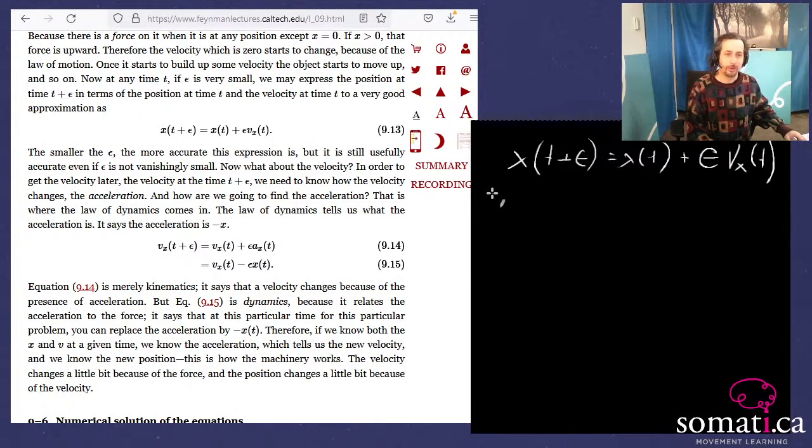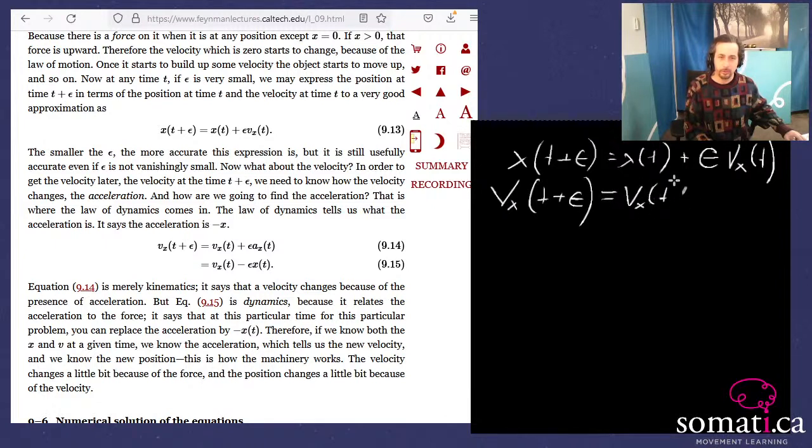Okay, just following this along. So the velocity in the next time increment is equal to the initial velocity plus the time increment times the acceleration, which is itself a function of time.